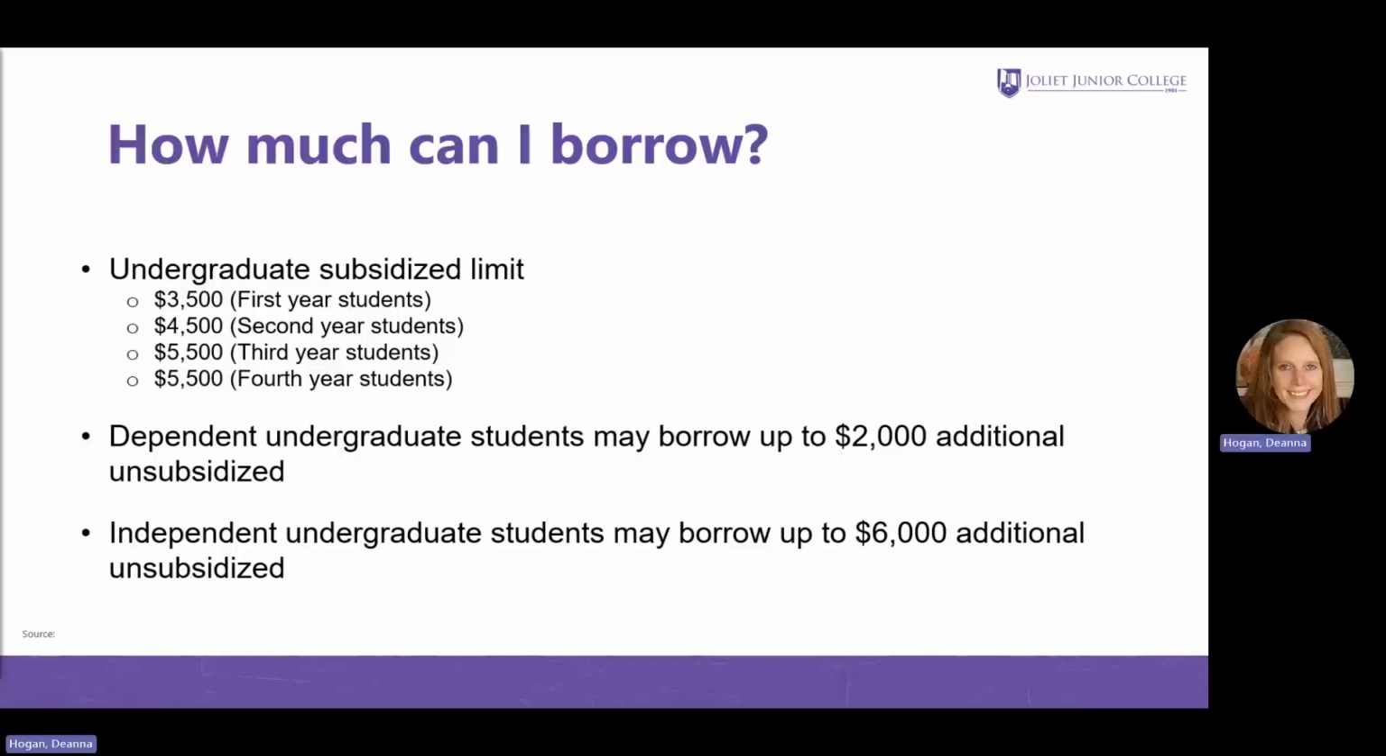For example, a first year dependent student annual limit is $5,500 and no more than $3,500 of that can be in a subsidized loan. There are also lifetime limits to how much a student can borrow, and I would refer you to studentaid.gov to review these lifetime limits.